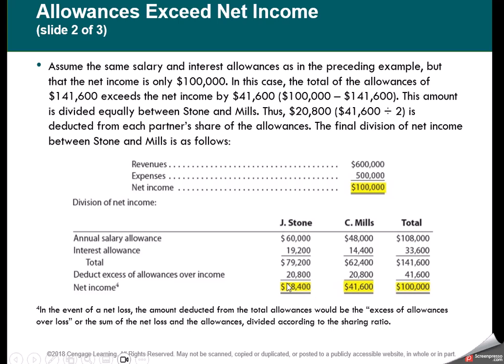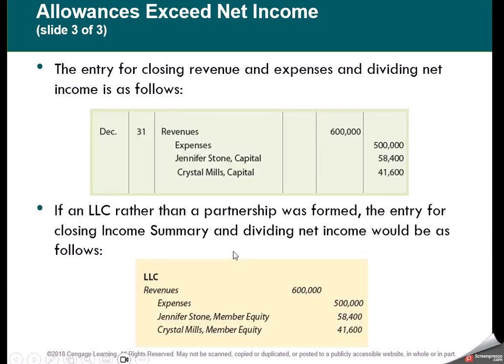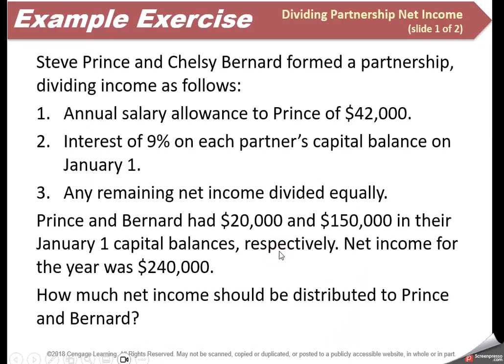Then this is what's going to go into their equity accounts. But notice it's not even enough to cover their salaries, so they really couldn't even withdraw that. But that could happen. Our journal entry is still the same. Again, it's just a lower dollar amount.